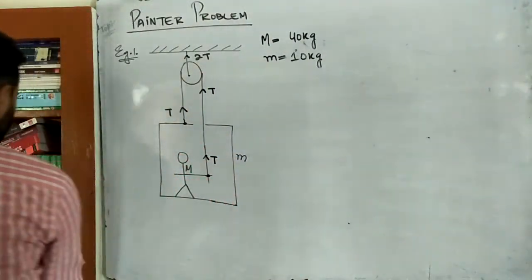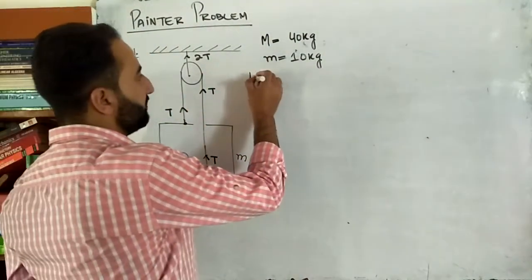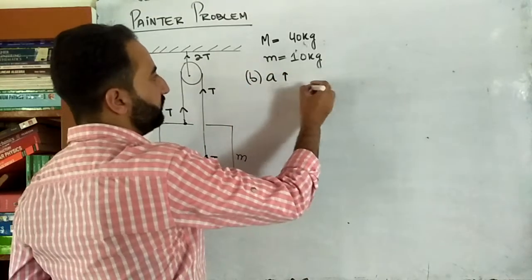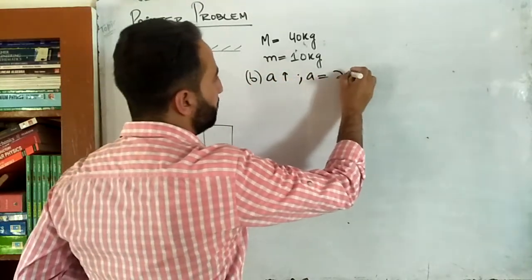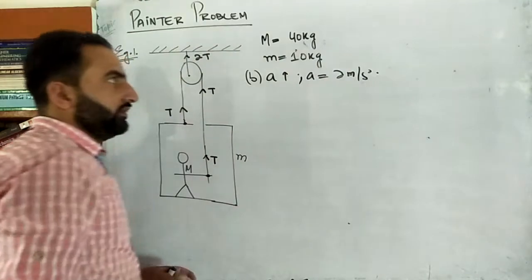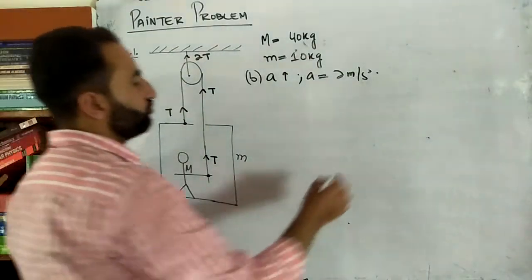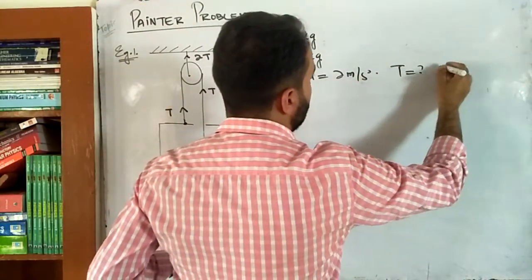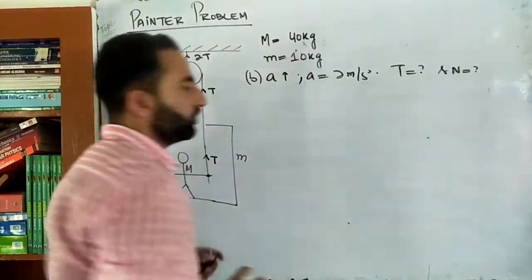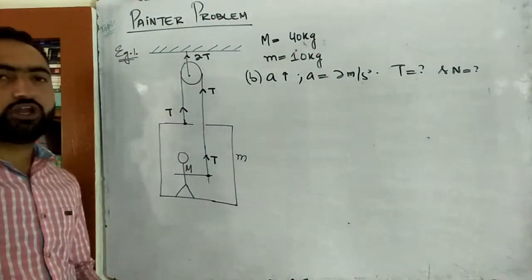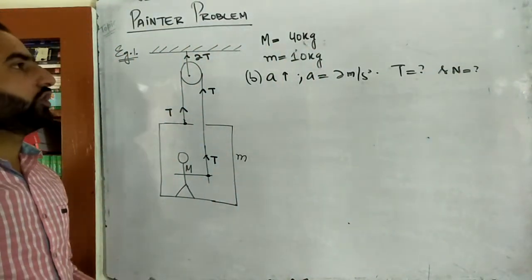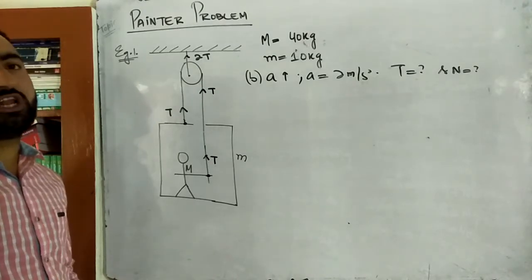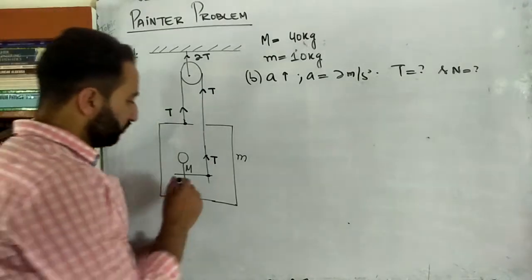Okay, now pay attention. The next case is part B, that if it's accelerating upwards with an acceleration of a equal to 2 meter per second square. Again you have to calculate tension and normal reaction. So again, in order to calculate tension, construct the free body diagram for the whole system. In order to calculate normal reaction, construct the free body diagram for the man alone. So let's try it.